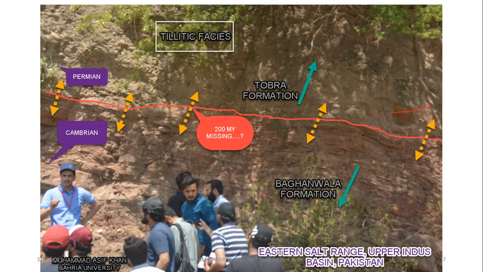Okay, sir. It is actually the unconformity. Yes, this is an unconformity. But the question is, we have 200 million years missing, and when we move towards the northern areas, there are different formations whose ages are directly in line with these ages. So what could be the possible reason behind this?